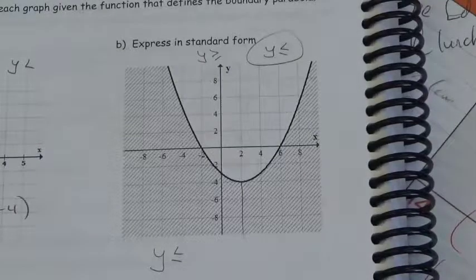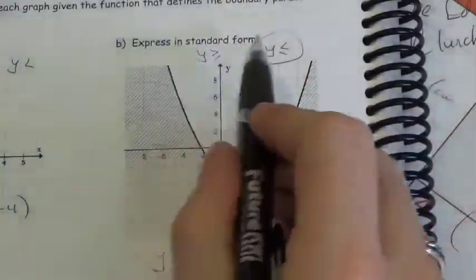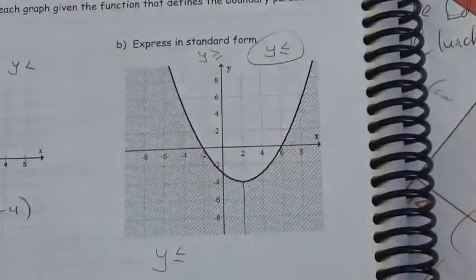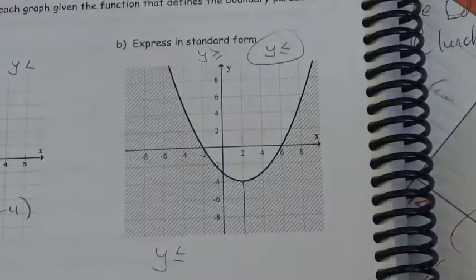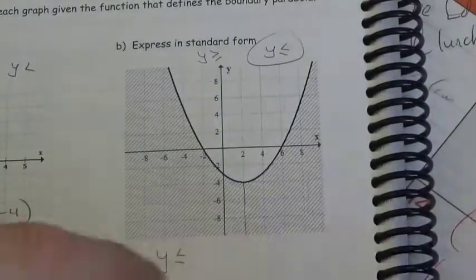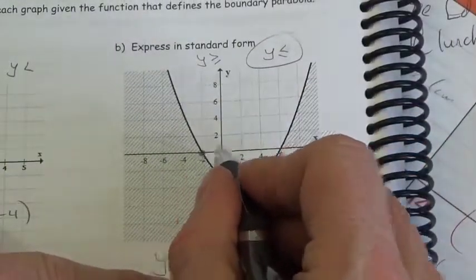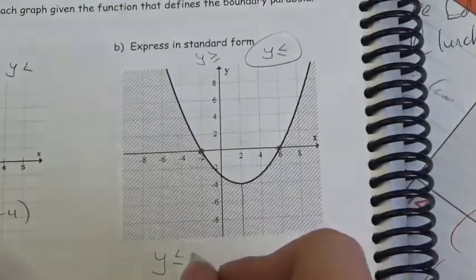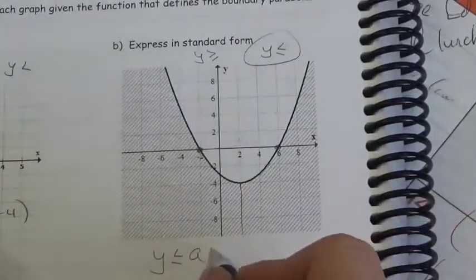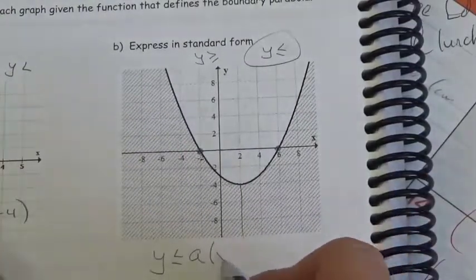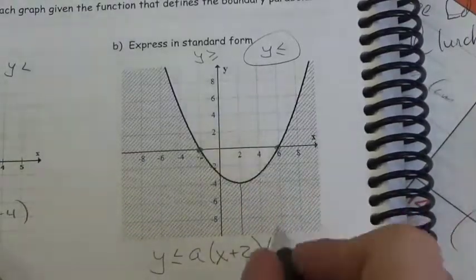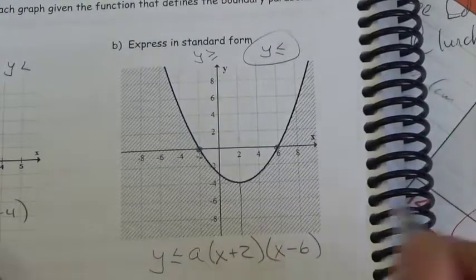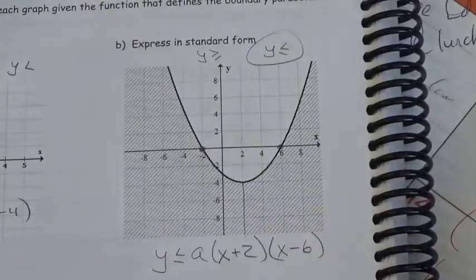Now, they want this in standard form, which means I'm going to have to expand this out. Ultimately, it doesn't matter whether I start in vertex form or in root form. So let's start in root form. I'm looking at my x-intercepts, and they're pretty easy to see. I don't know what my stretch value is going to be, but I've got a root at -2, so the corresponding factor is x plus 2. I see that it goes through 6. The corresponding factor here will be x minus 6. It's a good start.